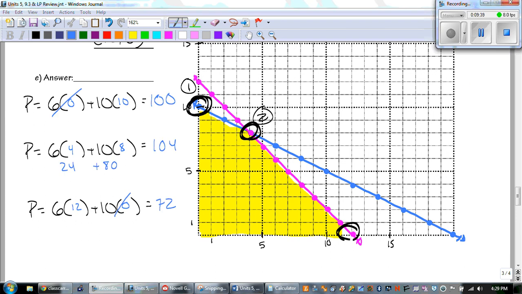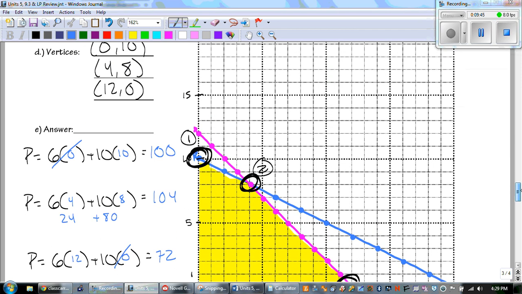Okay, so when you go through, the first one should have got 100, 104, and then 72. So, which means our winner winner chicken dinner to get the highest points is (4, 8). And when it's asking, hey, what's your answer? Make sure you say that you're doing 4 of the x computation and 8 of the graphing. Woo, that wasn't too hard, was it?